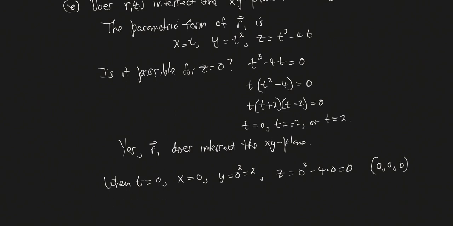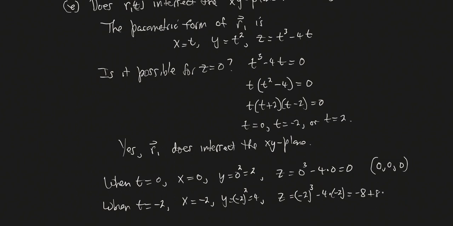Let's see what happens when t is equal to -2. When t is equal to -2, x is equal to -2, y is equal to -2 squared, which is 4, and z is equal to negative 2 cubed minus 4 times negative 2. So this is negative 8 plus 8, and that's equal to 0. So this is a different point, right? Here's another point of intersection: negative 2, 4, and 0.